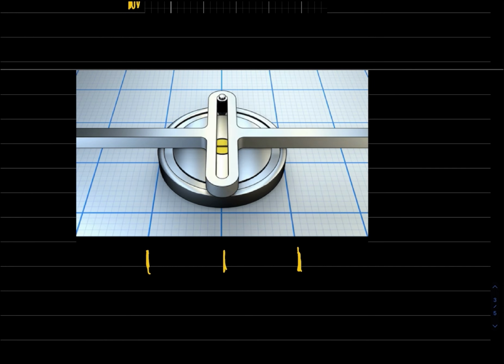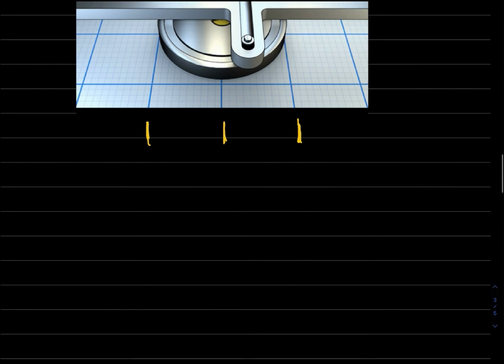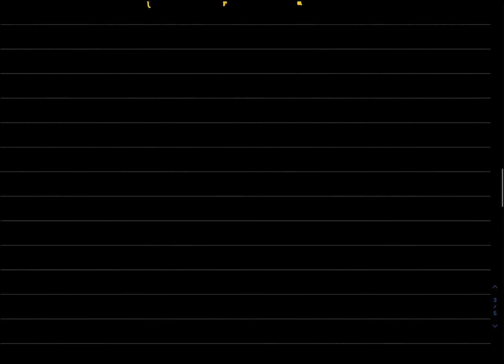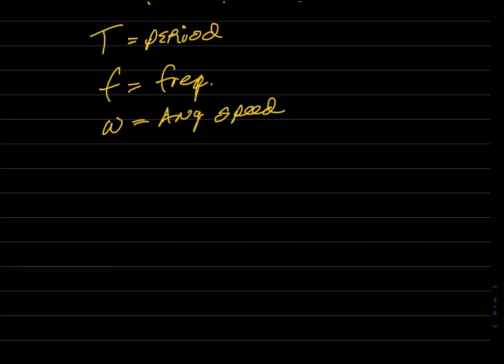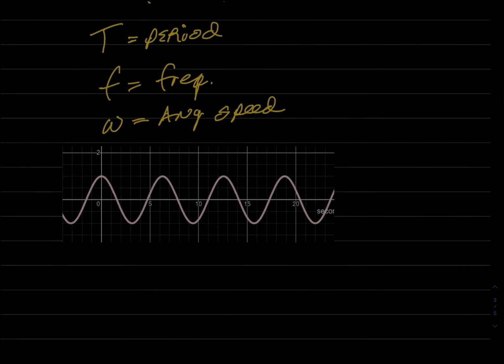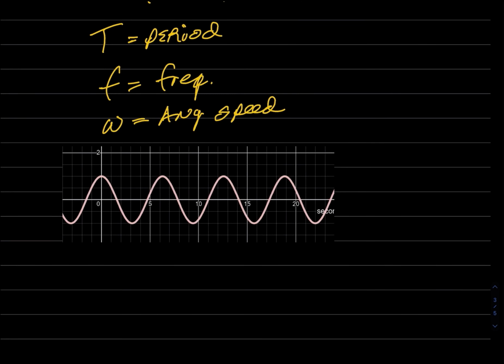Now, before we go any farther, we have to pause to make sure we are absolutely solid on 3 concepts of repetitive motion like this: the period, the frequency, and the angular speed. Here we have a cosine curve. Y equals cosine of x. Actually, this curve is y equals cosine of something x. And we'll get to that later in the video.